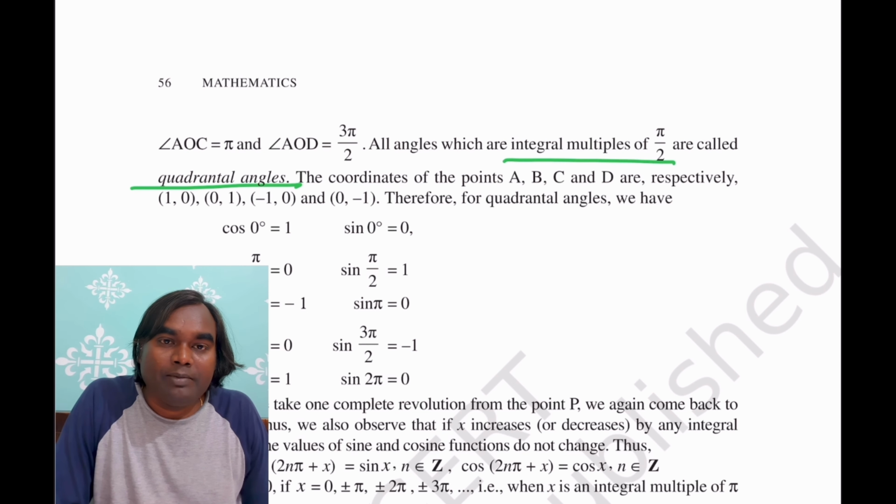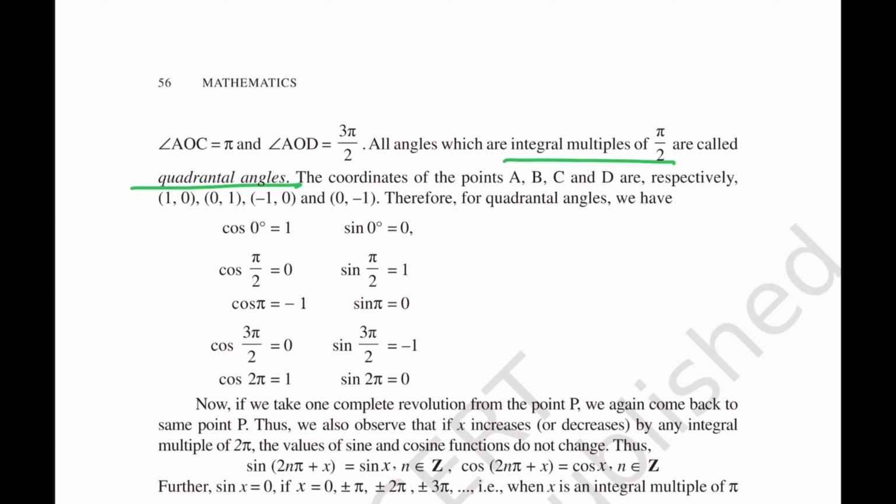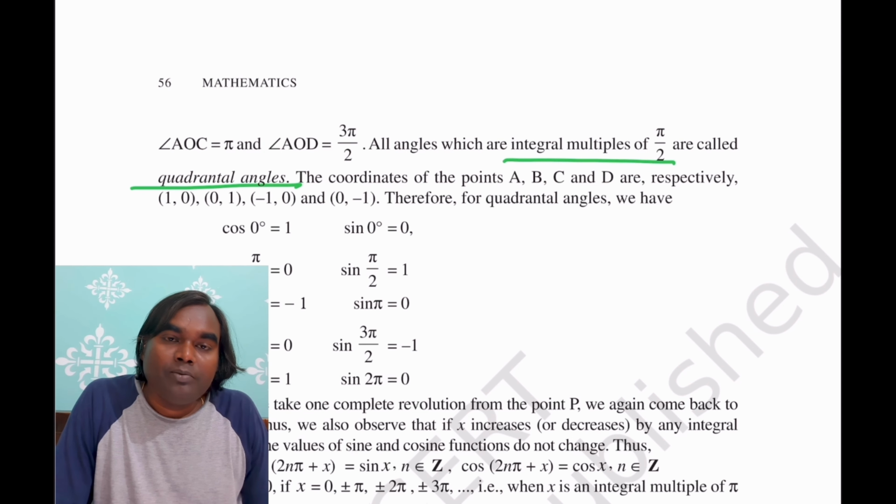So pi by 2, 3 pi by 2, 4 pi by 2, 5 pi by 2 all are called the quadrantal angles. The coordinates of the points A, B, C and D are respectively A (1, 0), B (0, 1), C (-1, 0) and D (0, -1).